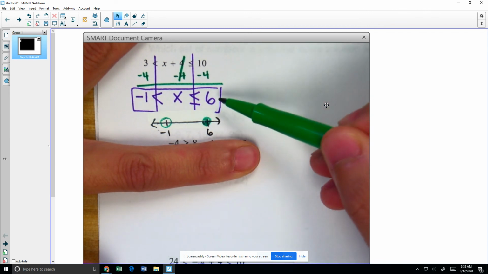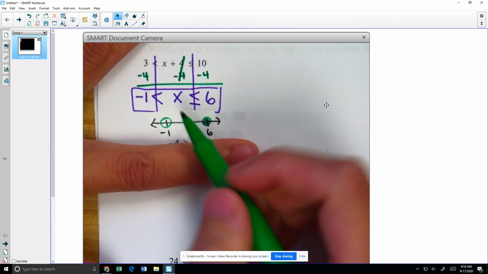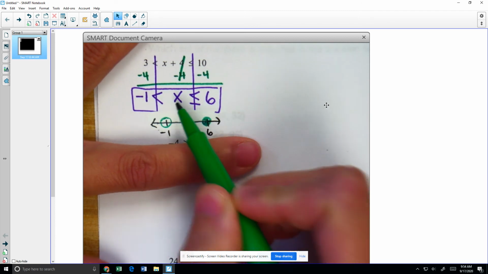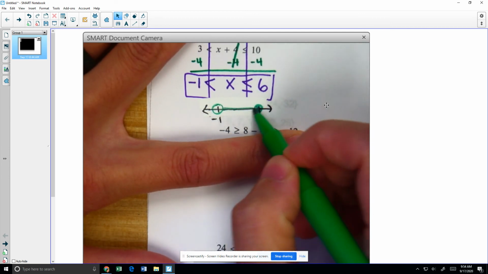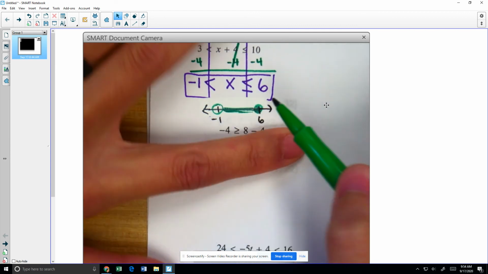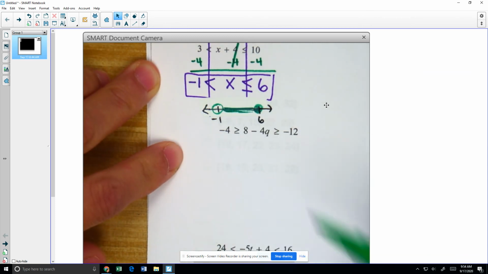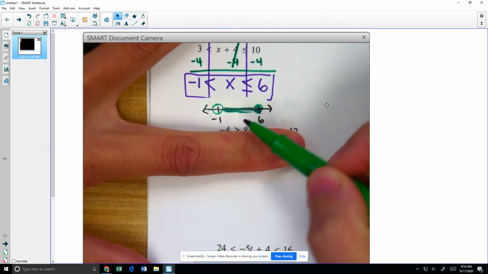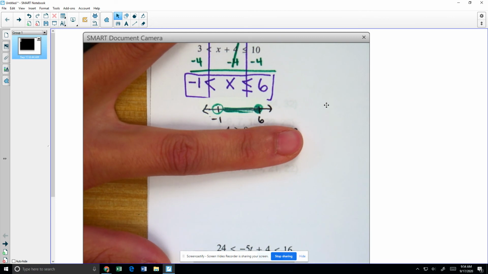I already know this is an and problem, so I don't need to even think about the shading. I know that if it's and, where do I shade? Opposite directions or connect the dots? Connect the dots, because this is an and answer. Everything's connected in between. But let me show you why that makes sense. It says right here, x is greater than -1, so I shade to the right. Here it says x is less than 6, so I shade to the left. That's why I'm connecting the dots. You always connect the dots for and, or for or they always go in opposite directions.